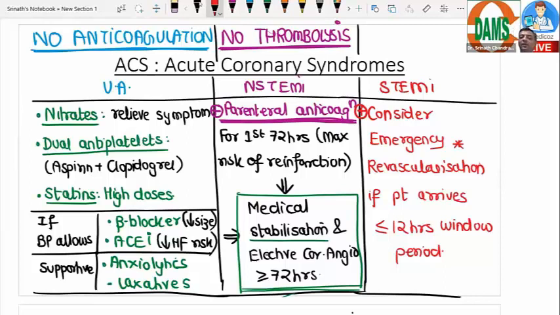That is what we want to do. So the same treatment you want to give for unstable angina and NSTEMI. But in STEMI, it is the only one where you consider emergency revascularization if the patient arrives within the 12-hour window period.